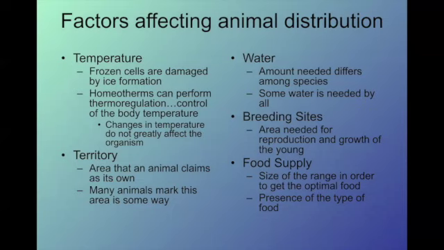Territory. Animals are very territorial, and so they are going to limit what other organisms can be in the area. If you've ever taken your dog on a walk and they're marking every bush and tree, they're trying to establish their territory and say, hey, I own this, don't come into my area.